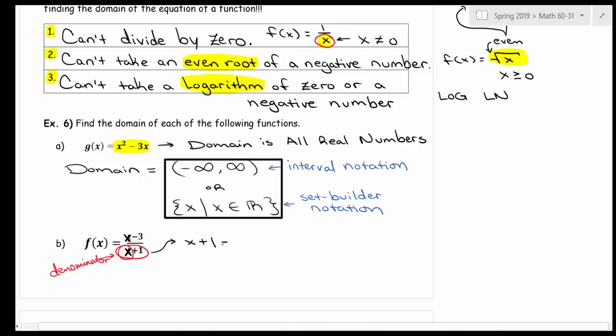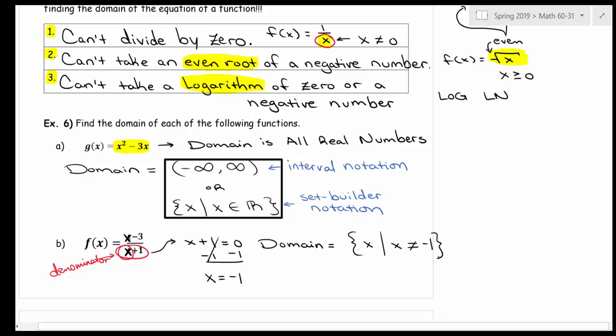x plus 1 equals 0, minus 1, minus 1. So I'm going to solve for x. I'm going to get x is equal to negative 1. So if I were to substitute a negative 1 into this expression in the denominator, I would get 0. That's undefined. Therefore, this x equal to negative 1 is a restriction on my domain. I don't want this value to be allowed. So we are going to say that our domain, this time I'm going to write the set builder notation first, is going to be the set of all x such that x cannot equal negative 1.